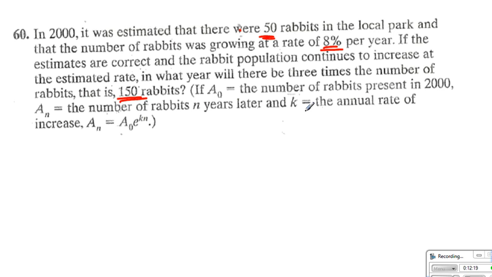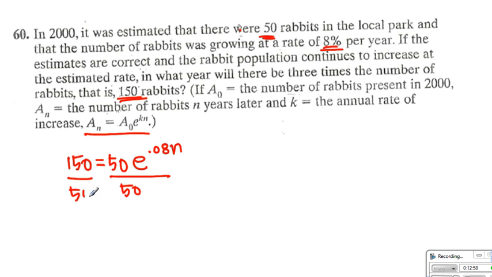But what they want us to do is use this expression. That means we have 150 equals the original, which is 50, times e to the k, where k is the annual rate, which was 8%, so we're going to write it as 0.08, and n is the number of years, which we do not know. First, not multiplying these two, but rather dividing by 50, we get 3 is equal to e to the 0.08n.